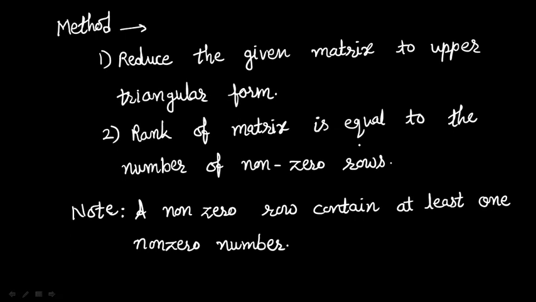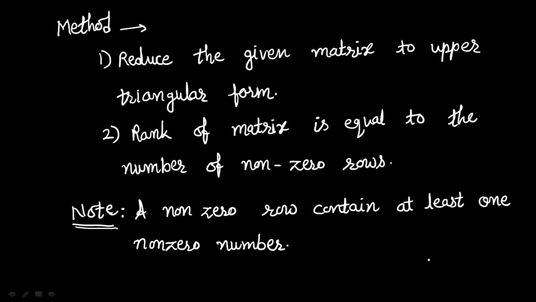Now the method for finding rank. First step, reduce the given matrix to upper triangular form by using row operations. Secondly, the rank of a matrix is equal to the number of non-zero rows. Number of non-zero rows means rows that contain at least one non-zero number. If the last row is completely zero, then the rank is less than the number of rows. Suppose a 3 by 3 matrix is given. After row operations, if the last row is completely zero, then its rank is 2.